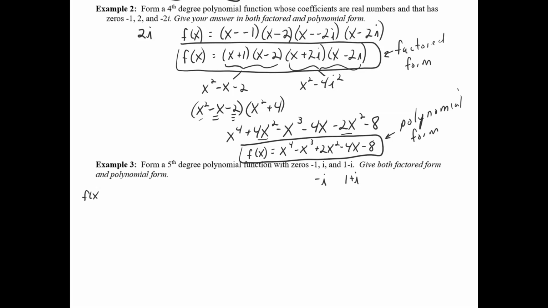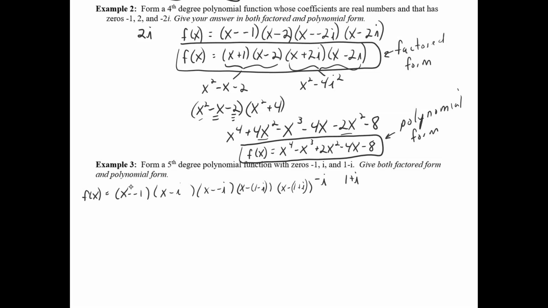So f of x is equal to x. I'm going to have 5 of these basically. 1, 2, 3, 4, 5. And each time I'm going to subtract the 0. So I have x minus negative 1. I have x minus i, x minus negative i, x minus (1 minus i), and then x minus (1 plus i).